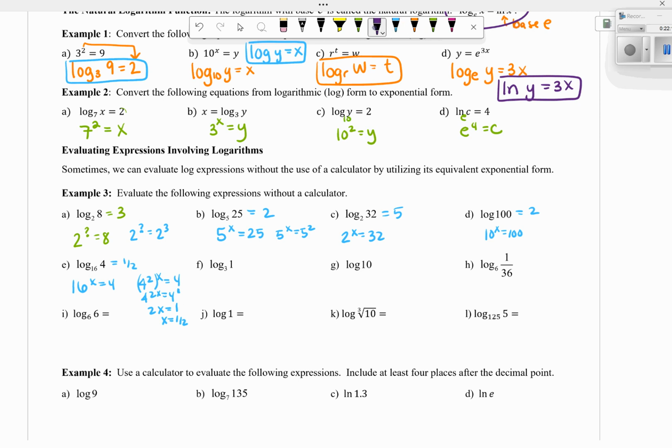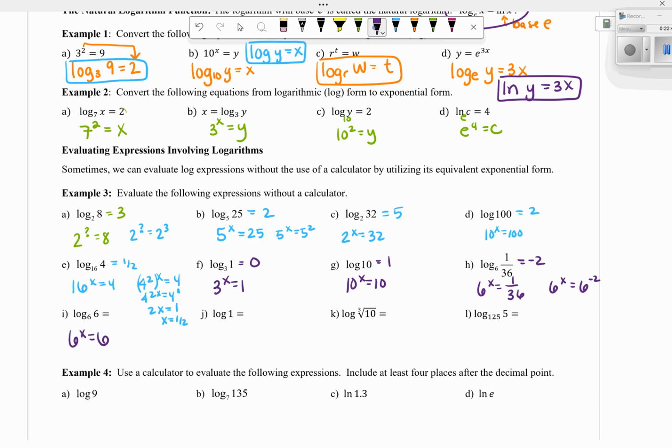For the next one, we have 3 to what power equals 1. Remember that this would have to be the 0 power. Here, this is base 10 when it's not written, so 10 to what power equals 10? That's 1. Here we have 6 to what power equals 1 over 36. To get a fraction, we have to have a negative exponent. 6 squared is 36, but to get it in the denominator, it would have to be negative. So that means this equals -2.